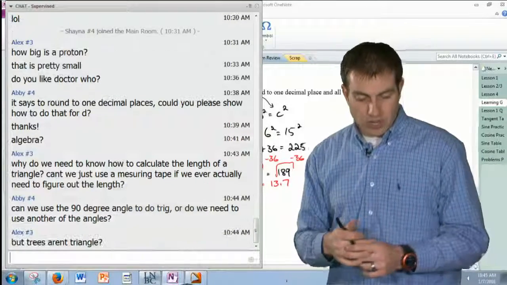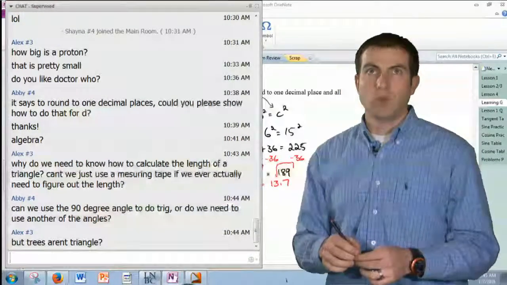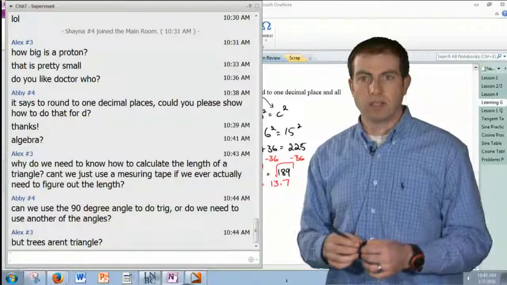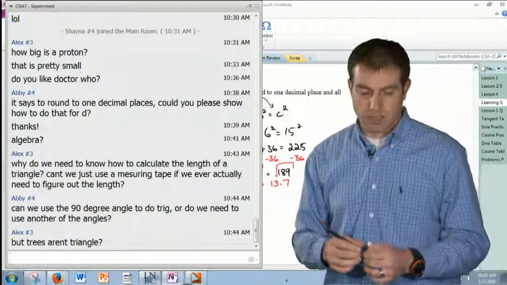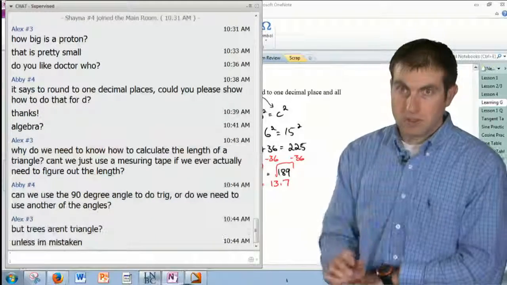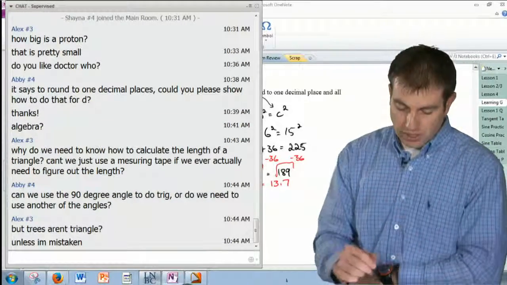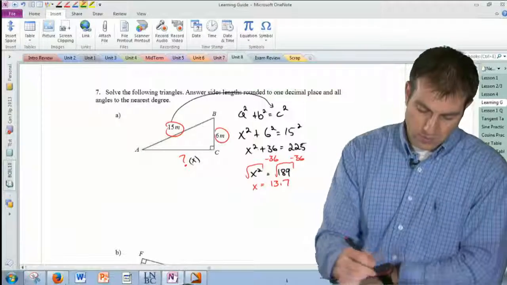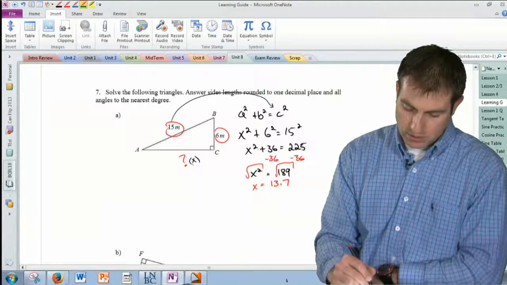Can we use the 90-degree angle to do trig? You can't. It's all based on there actually being a 90-degree angle in your triangle. Trees aren't triangles, no. All right, let's draw a tree. Here's a tree.